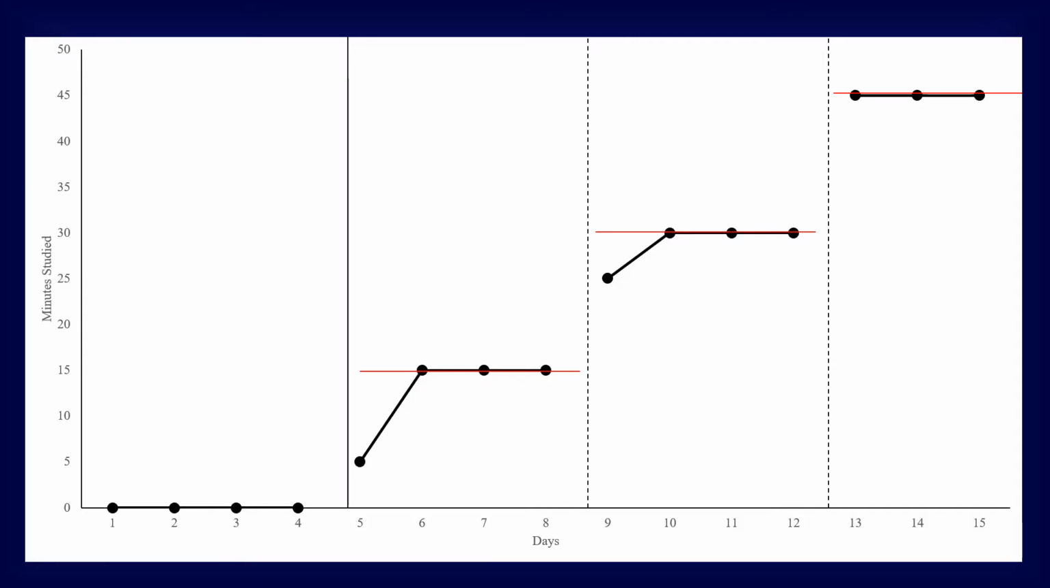Here are some sample data from the scenario we discussed. First, we wait for steady state responding. Michael isn't studying at all. We set a daily criterion of studying for 15 minutes. Michael doesn't meet the goal right away, but then does for 3 days in a row, meeting steady state responding requirements. So we increase the criterion again to 30 minutes per day.